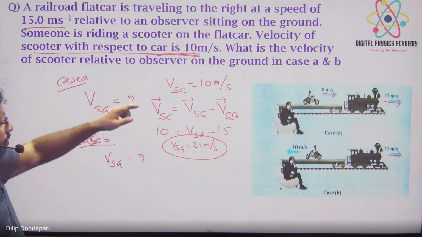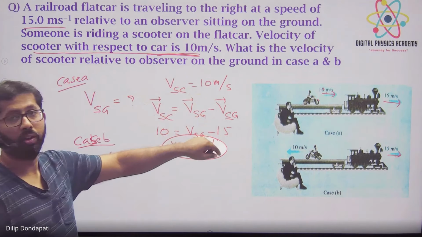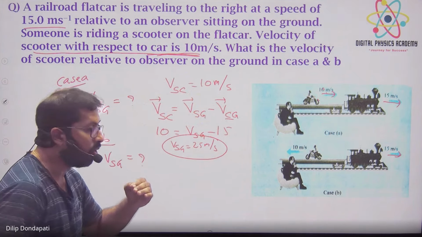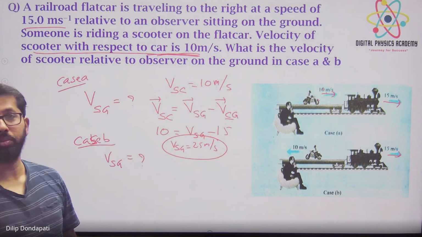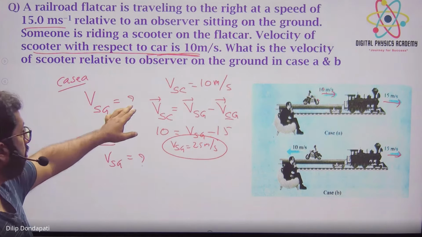So why am I writing with respect to the ground? Because the observer is on the ground, so use the ground. Whenever the question says with respect to the car, we should be very careful. Use the formula and solve, always.